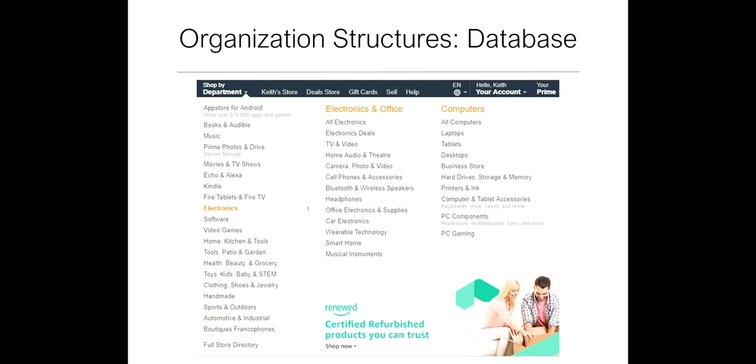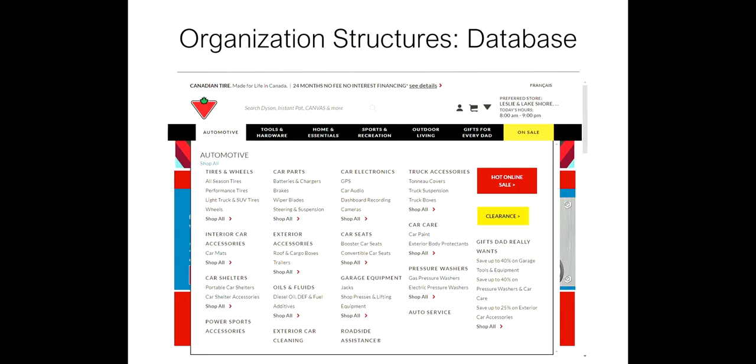Moving on, we can also look at how other firms, like Canadian Tire, do things, and they have a fairly shallow navigation scheme. So we have automotive, tools and hardware, home and essentials, sports and recreation, outdoor living, and gifts for every dad, because I took this particular screenshot close to Father's Day, so that's why that's there.